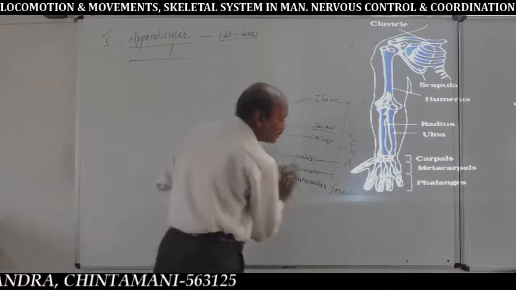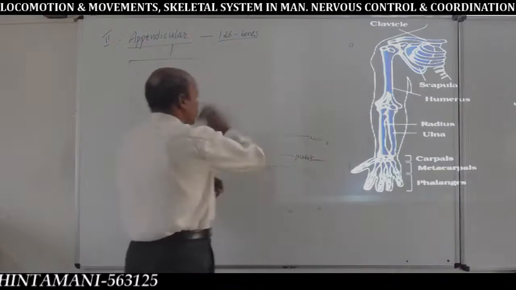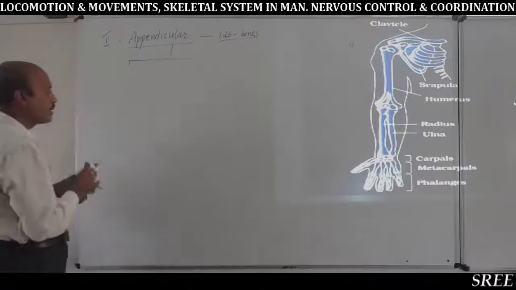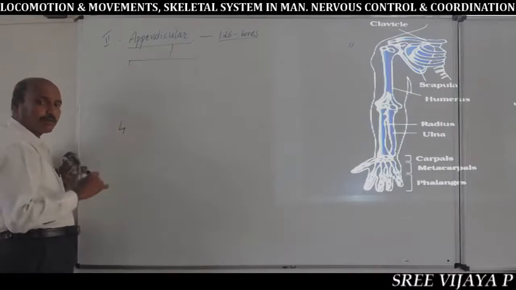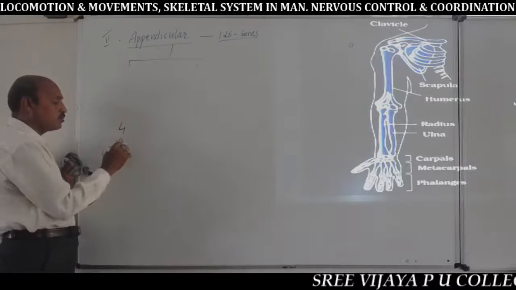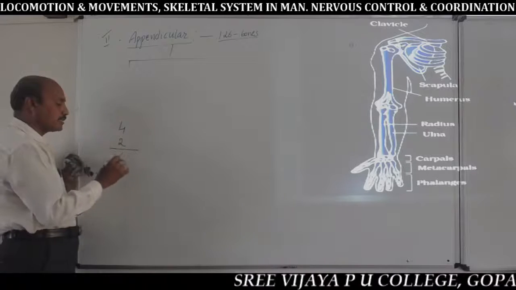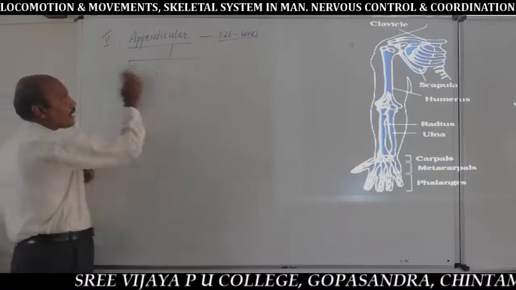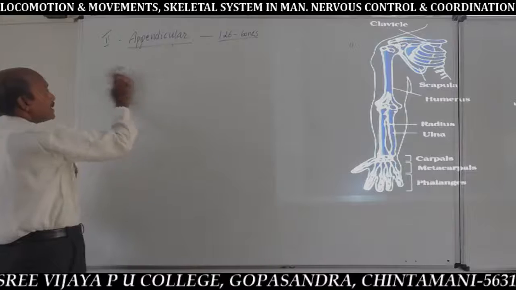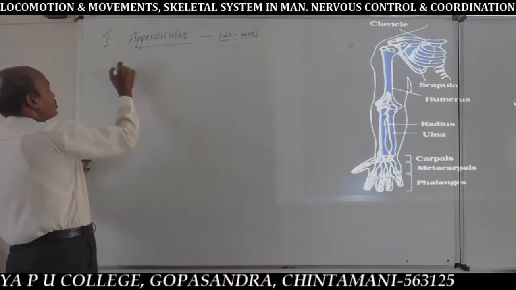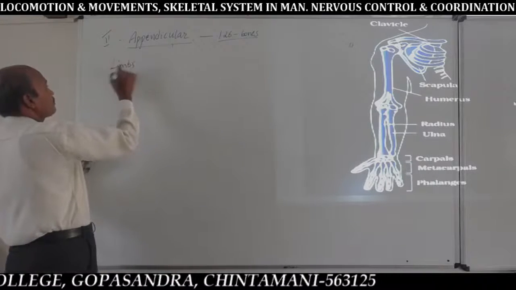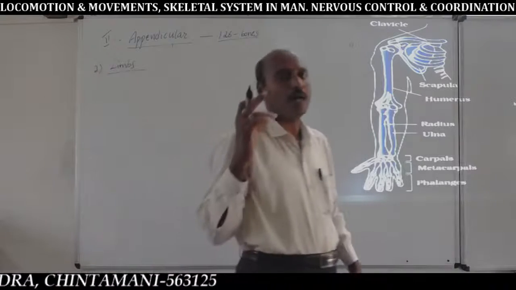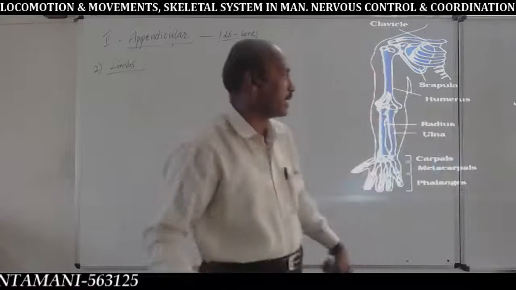These are the two types of girdles, the pectoral girdle and the pelvic girdle. You should remember, in the pectoral girdle there are 4 bones, in the pelvic girdle 2 bones, so in total 6 bones in the girdles. That is the first part of the appendicular skeleton, while the second part of the appendicular skeleton is the limbs, the forelimbs and hind limbs.